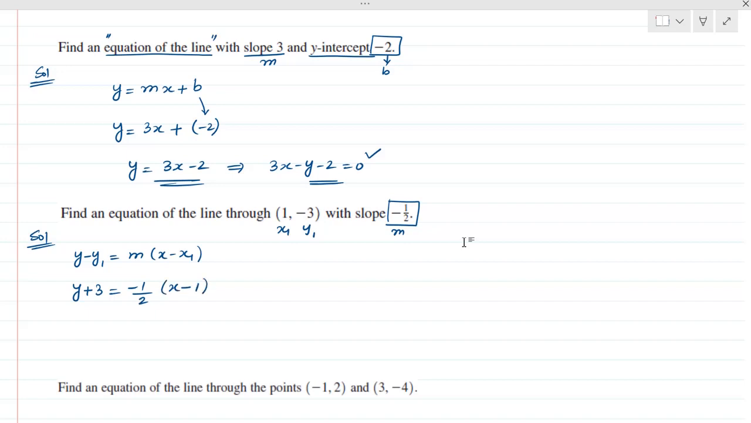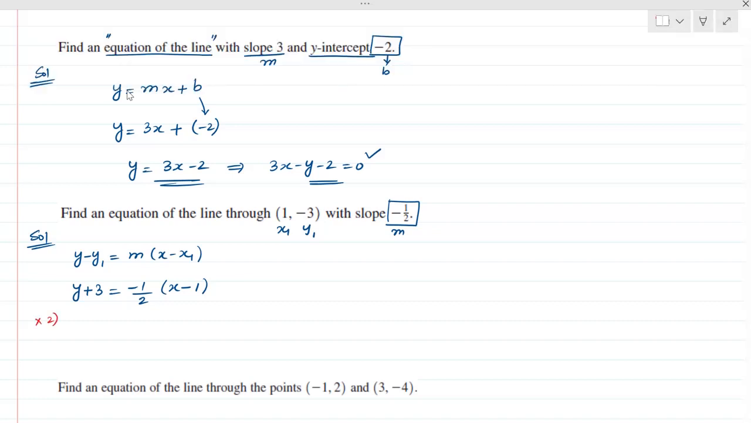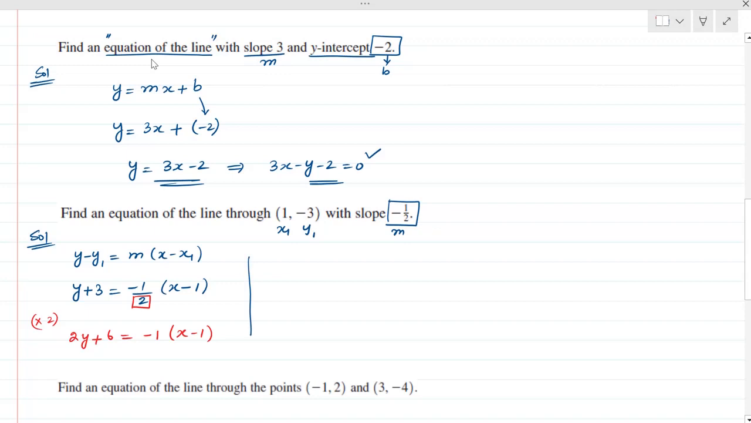Now in order to change this one, I want to remove the fraction. I multiply the entire equation by 2 in order to cancel this fraction. So what happened? The equation is 2y plus 6 equals, here the 2 with the 2 cancel, you will get minus 1 times x minus 1. So this is very simple. So now you will get a linear form. Therefore you can simply do the rest of the steps.